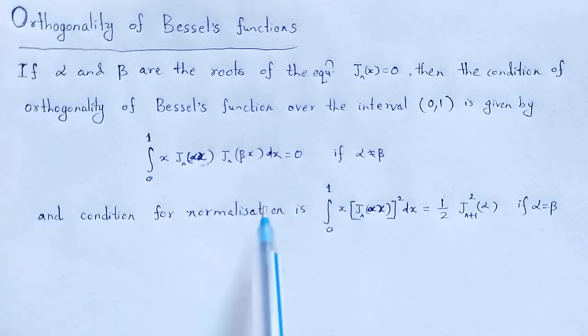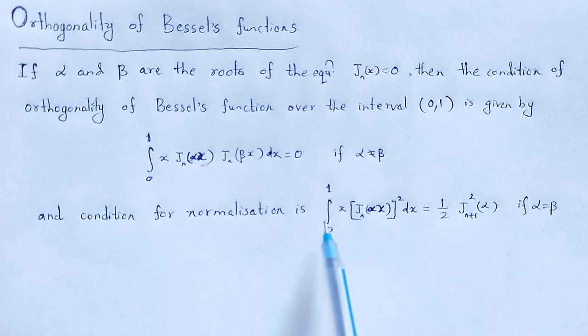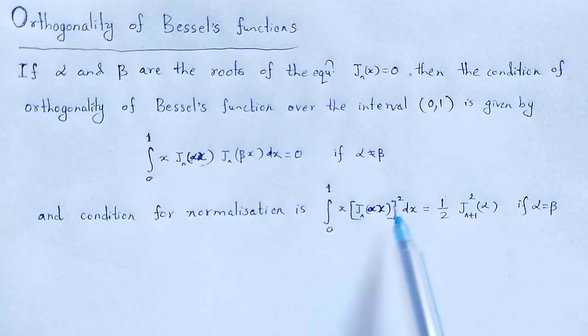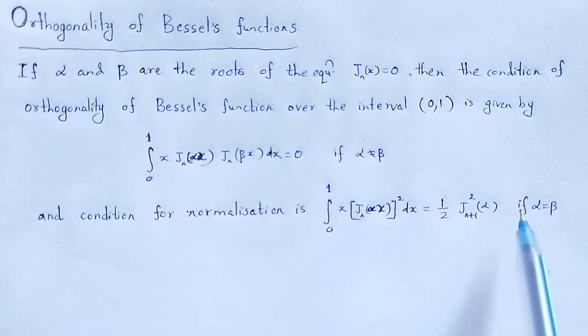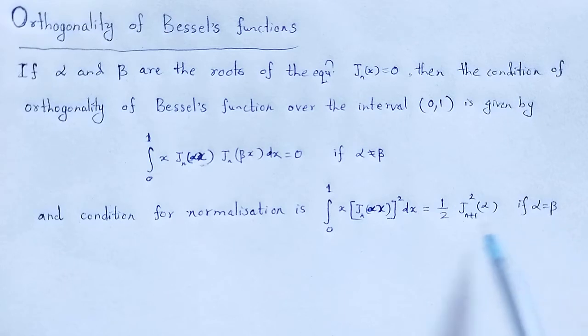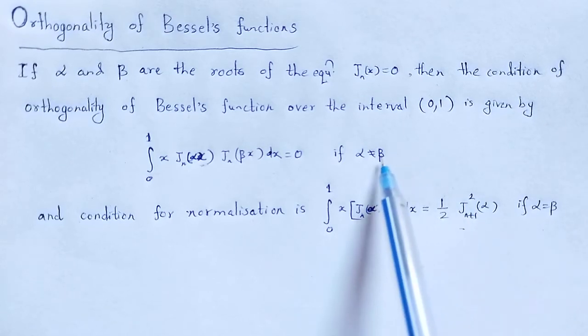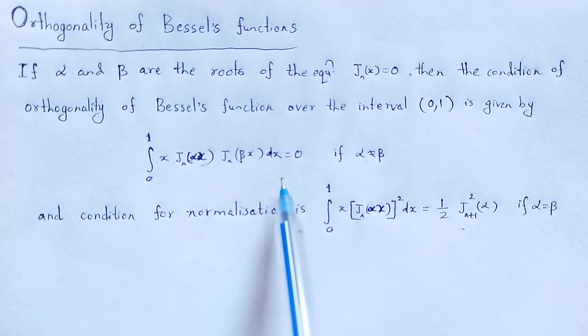Again, the condition for normalization is the integration over 0 to 1 of x [Jn(alpha x)] square dx is equal to half [Jn plus 1 of alpha] square. What is that condition? If alpha is equal to beta. When alpha is equal to beta, then the condition will be this. If alpha is not equal to beta, then the condition will be that. Now we prove the orthogonality of Bessel's function.